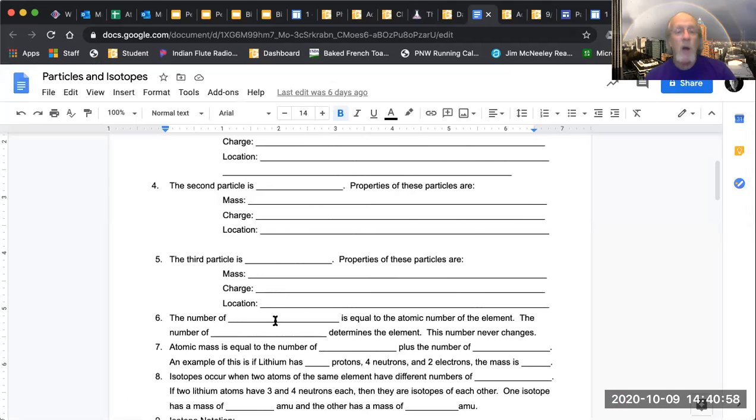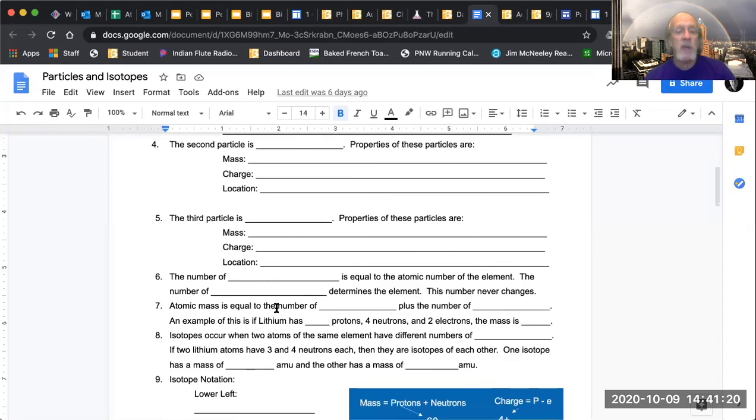The number of protons, in number 6, is equal to the atomic number of the element. The number of protons determines the element. So again, if it has 3 protons, it is lithium. If it has 6 protons, it is carbon. We know that automatically. This number never changes.